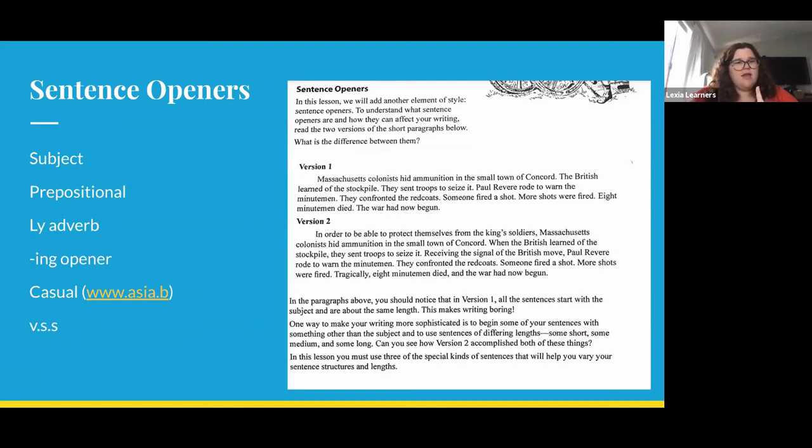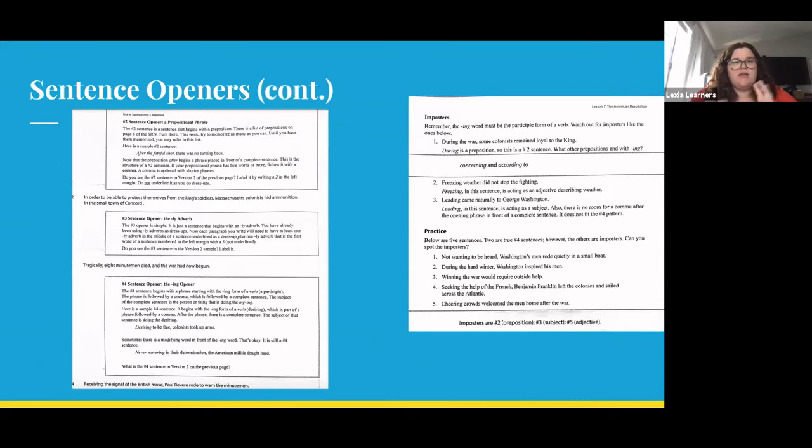And then here's some more. I just put an extra one in here to show how some of the sentence openers are introduced. So if you want to look at how that works, look at that later on.